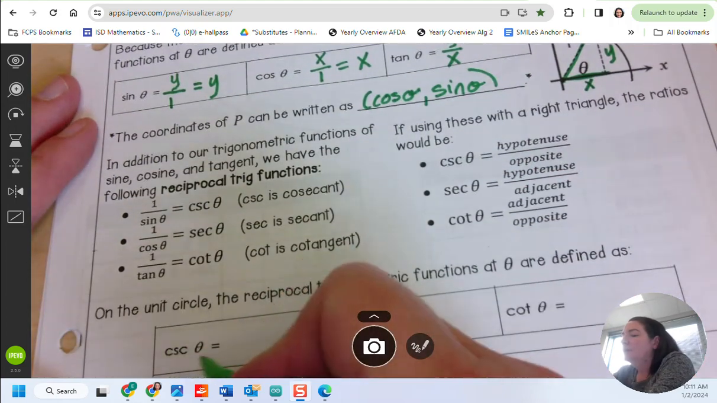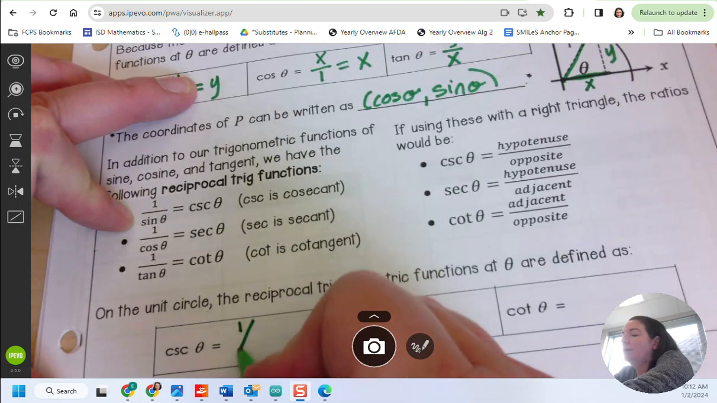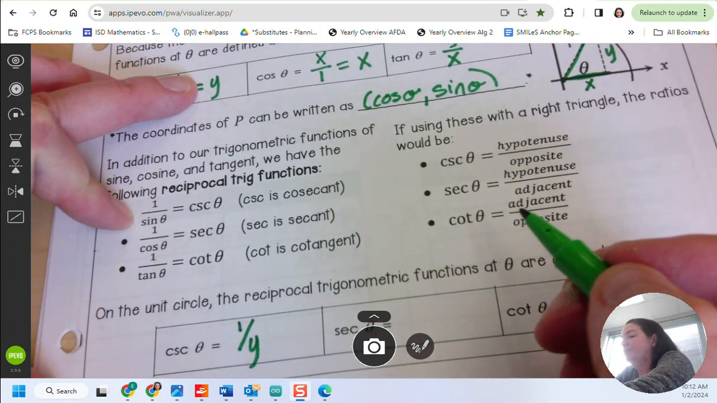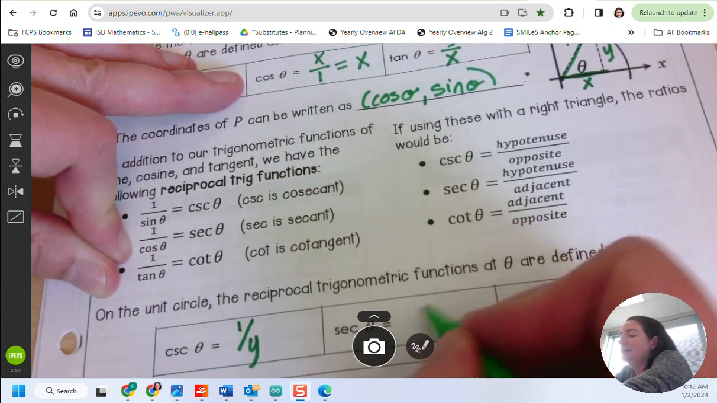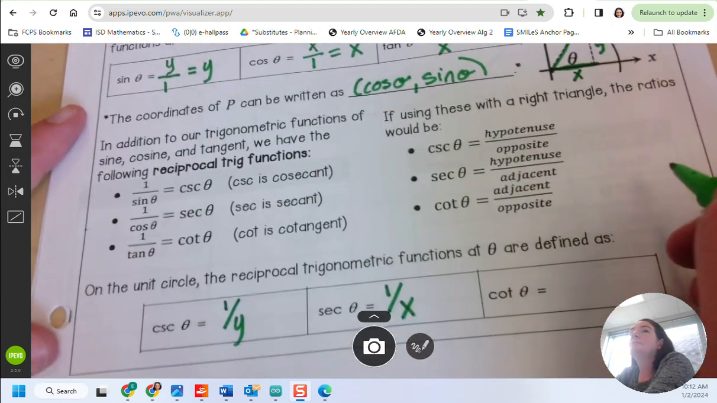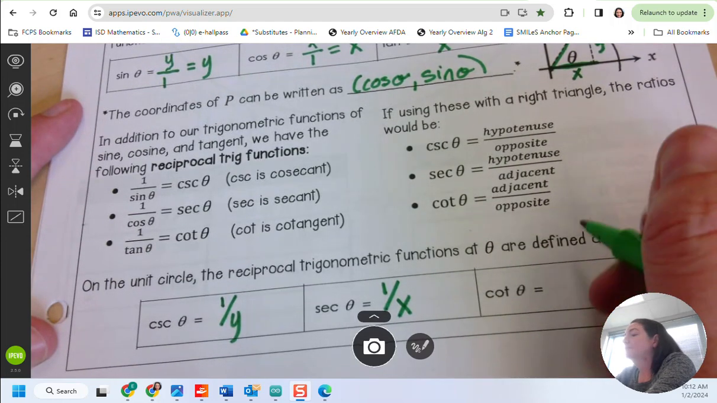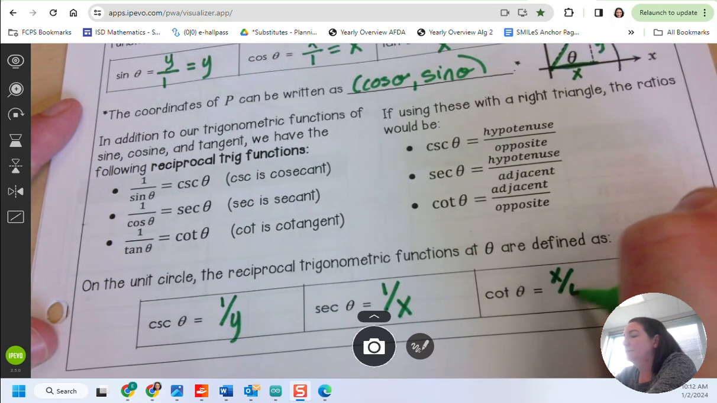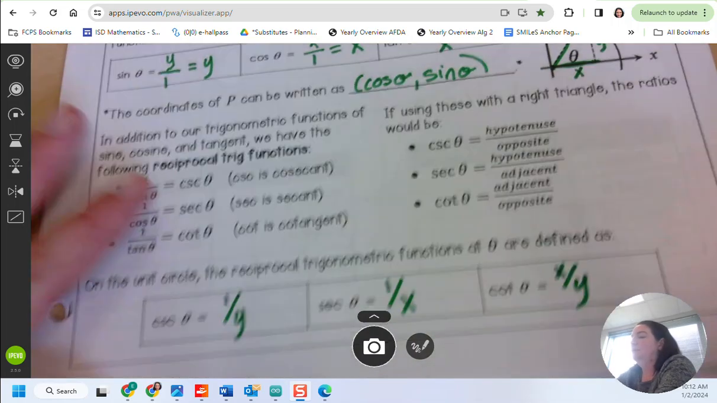All right. So since cosecant is the reciprocal of sine, and since sine is y, cosecant is 1 over y. Reciprocal, right? Since secant is the reciprocal of cosine, and cosine is x, well, secant is going to be 1 over x. And then what would be cotangent? X over y, good. All right.